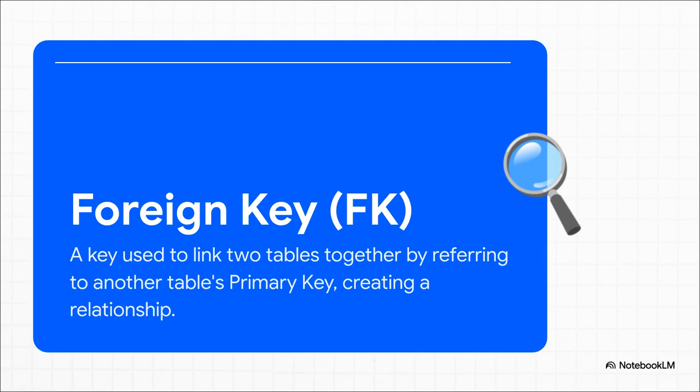So if primary keys give each record its own unique identity, foreign keys are the magic threads that connect them all together across different tables. A foreign key is basically just a field in one table that points directly to a primary key in another table. And just like that, you've created a relationship. This is the secret sauce.